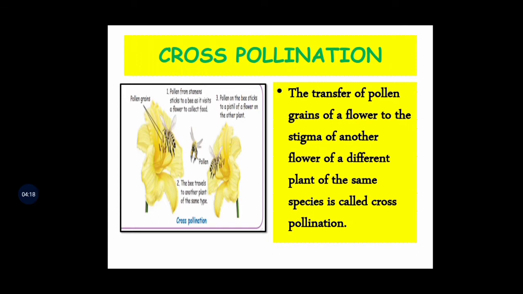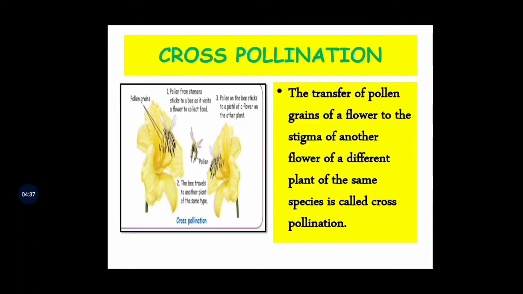In self-pollination, seeds produce weak plants and new varieties of plants cannot be produced. But in cross-pollination, seeds produce good plants and new varieties of plants are also produced. So, pollination takes place through different agents.